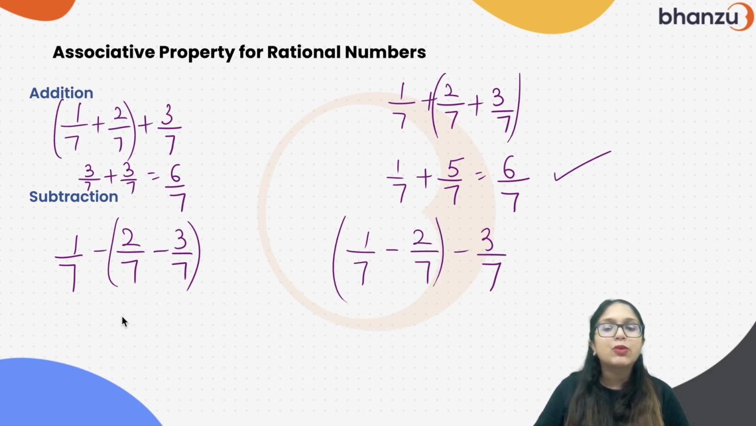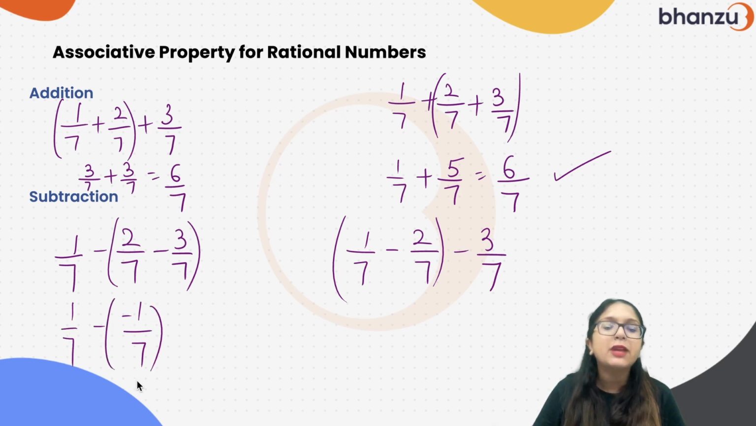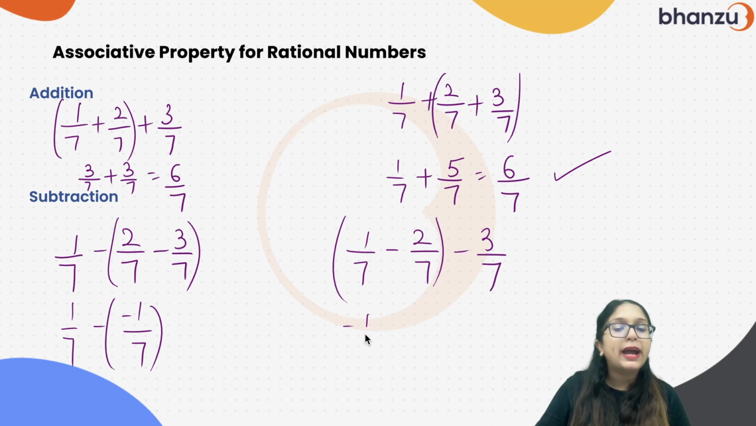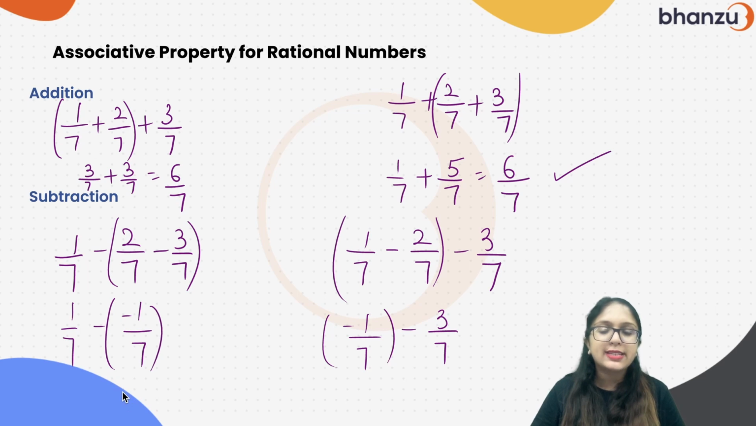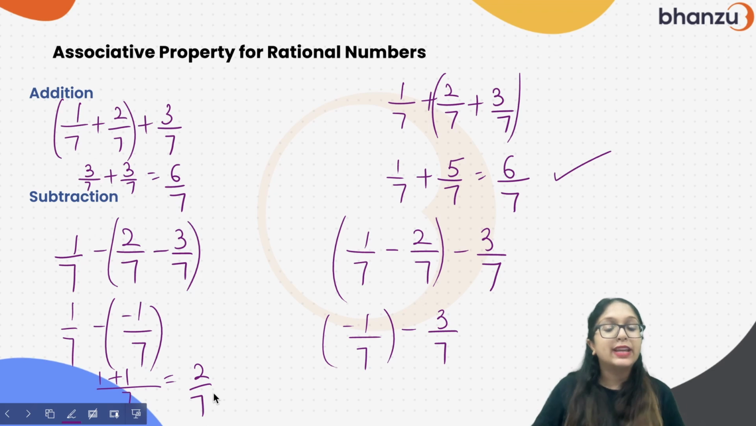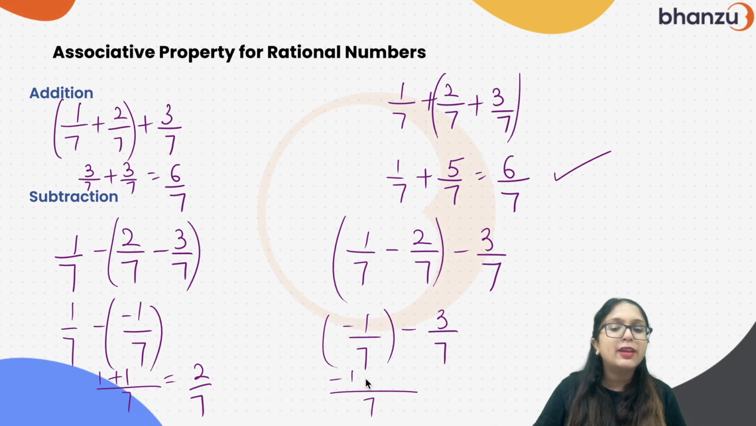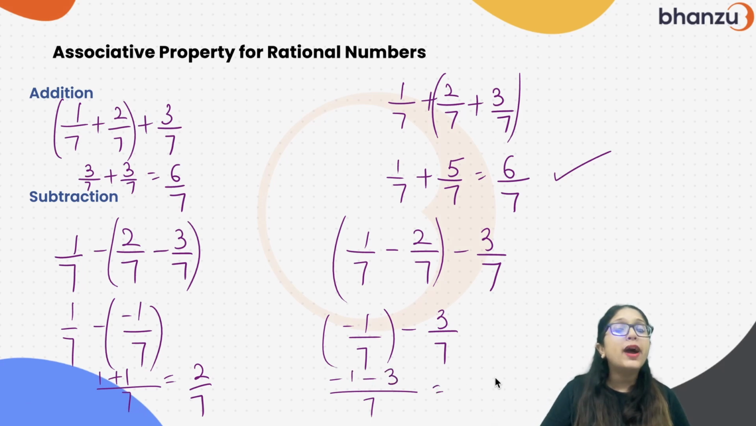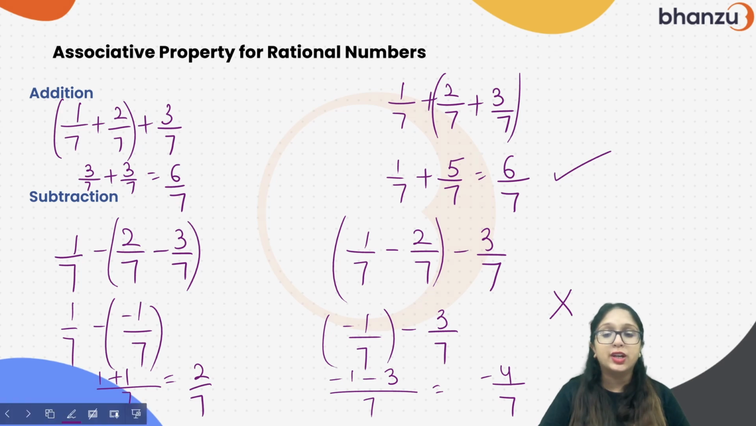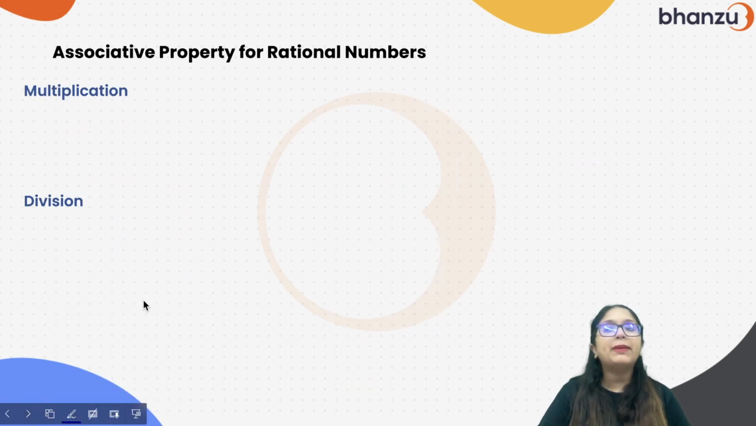So let's solve the bracket first. I'm going to get minus 1 over 7. Then this is 1 over 7. This is minus. Let's keep it in bracket. And here what is going to happen? Minus 1 over 7 and then minus 3 over 7. Here 7 at the bottom. Then 1 plus 1 is 2 over 7. And here what is going to happen? 7 here at the bottom. And I'm going to write minus 1, minus 3. So this is going to be minus 4 over 7. So answer in both the cases different. So we can say that this does not hold true for subtraction.